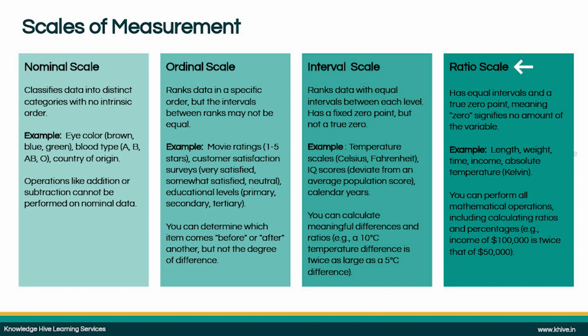Right. And the key insight here, as the material points out, is that the scale of measurement isn't just academic trivia. It fundamentally dictates which statistical methods and visualizations are appropriate. You can't calculate an average blood type because that's nominal data. It wouldn't mean anything. But you can calculate an average height because that's ratio data. Understanding the scale prevents you from using tools that just aren't suited for your data type, which can lead to really weird or wrong conclusions.